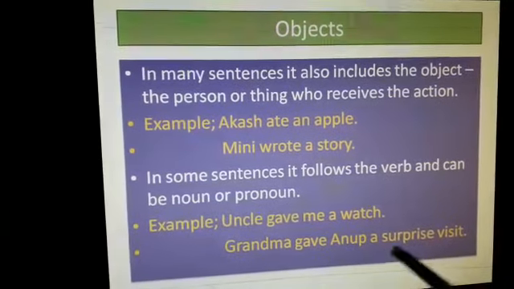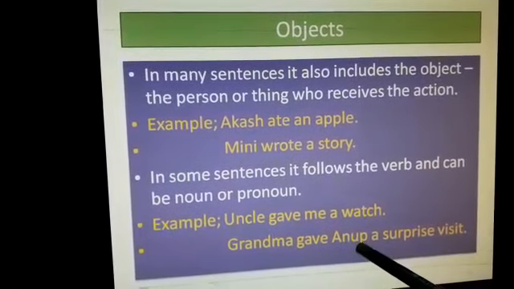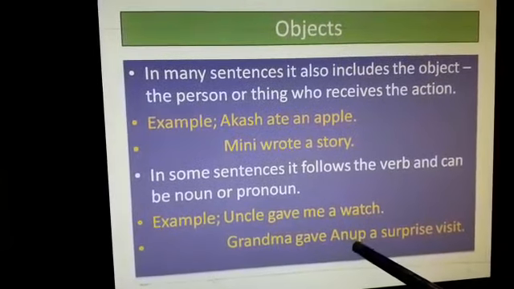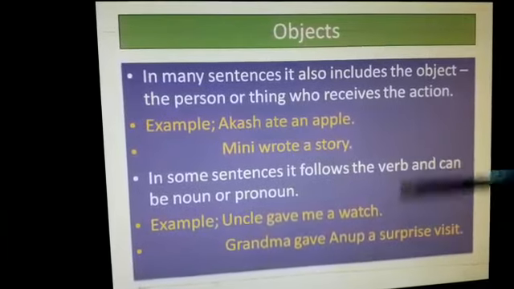Grandma gave Anup a surprise visit. Here, grandma is the subject and Anup is another noun here. But here, Anup is a noun and it is an indirect object. There are two objects here. Let us see a little more clearly in the next slide.